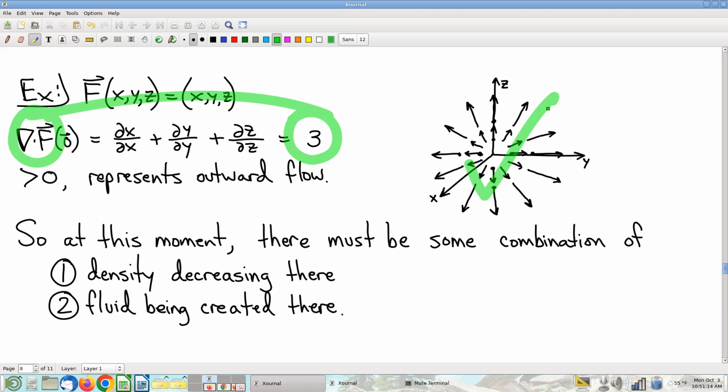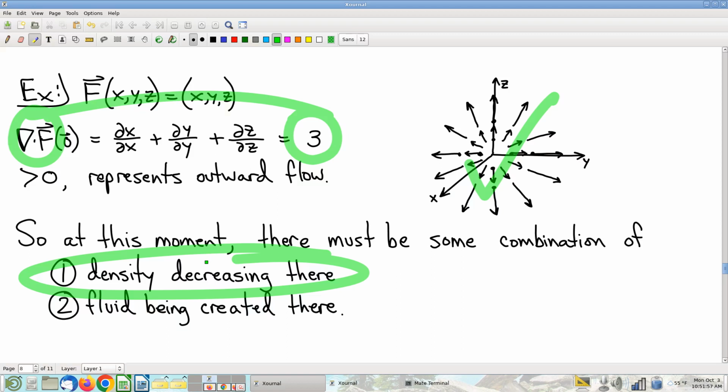One possibility, and I think these are both pretty relatable, is that this represents the flow of a gas of some sort. If the gas is flowing outward away from some point, there's less gas over time, because the gas is leaving. If you have a certain amount of gas and some of it just decides to go away, then there's less left over. So this could be representing a decreasing density of the gas. That's one possible physical interpretation. Does that make sense to everybody?